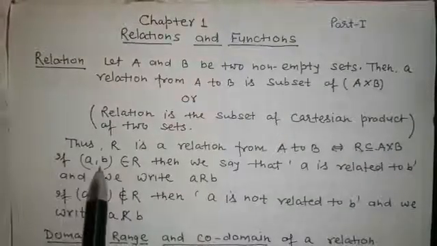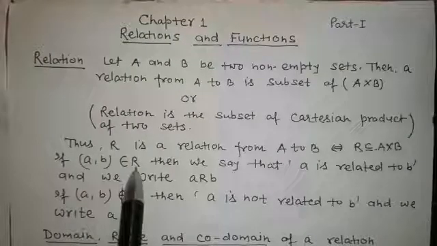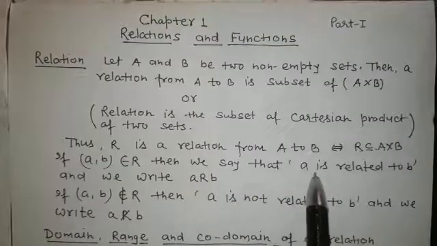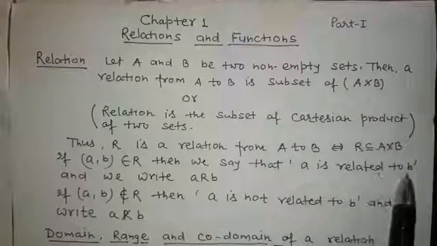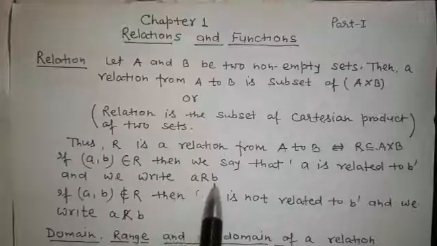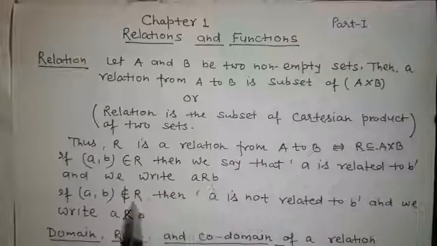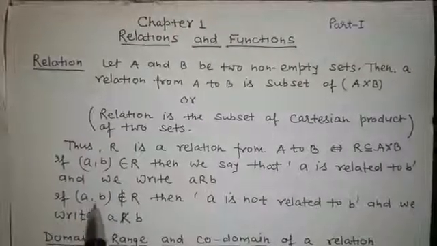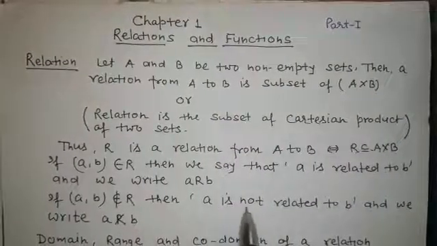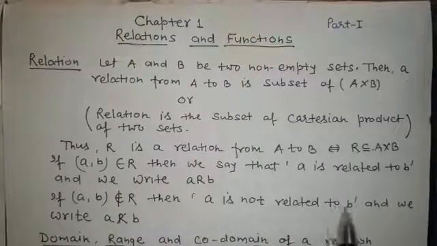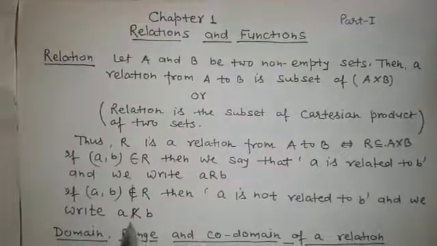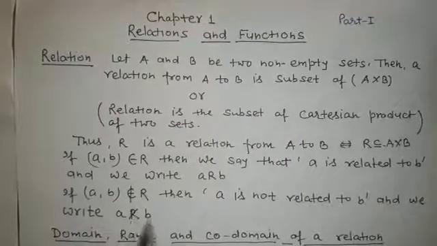If (a, b) is an element of R, then we say that a is related to b and we write a R b. If (a, b) is not an element of R, then a is not related to b and we write a not R b.